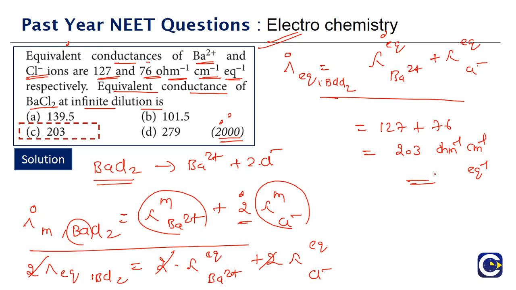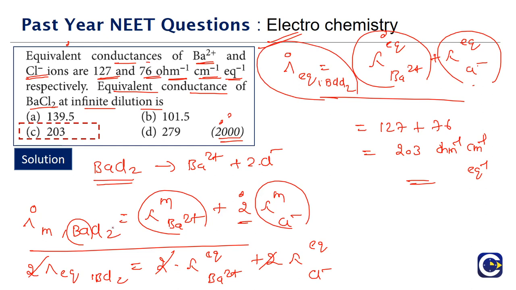It's a very simple thing. We just have to add the equivalent conductivities of the respective ions, and that is going to give us the equivalent conductivity of the electrolyte. Here there will be no multiplication factor or anything, because here we are taking the conductivity from the amount of cations that can exchange 1 mole of electrons plus the conductivity from the amount of anions that can exchange 1 mole of electrons. That is going to be the equivalent conductivity of the electrolyte.